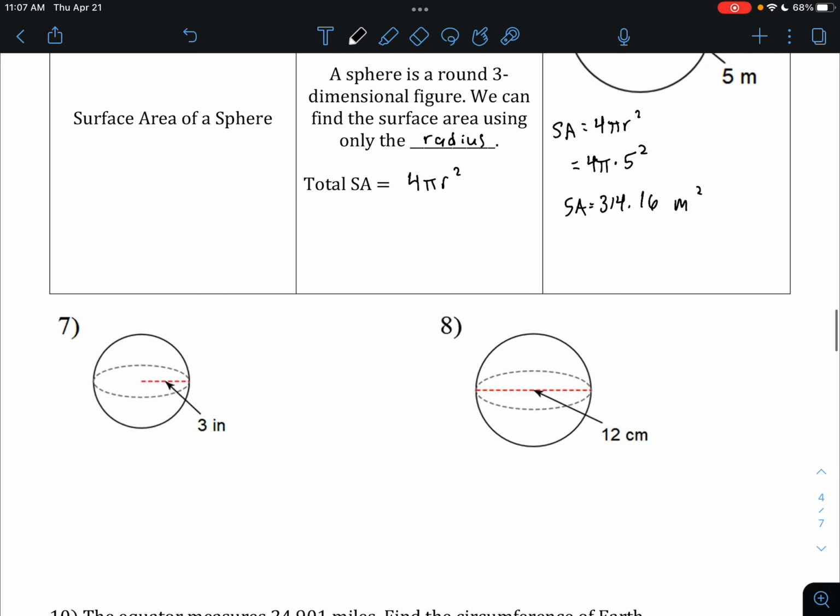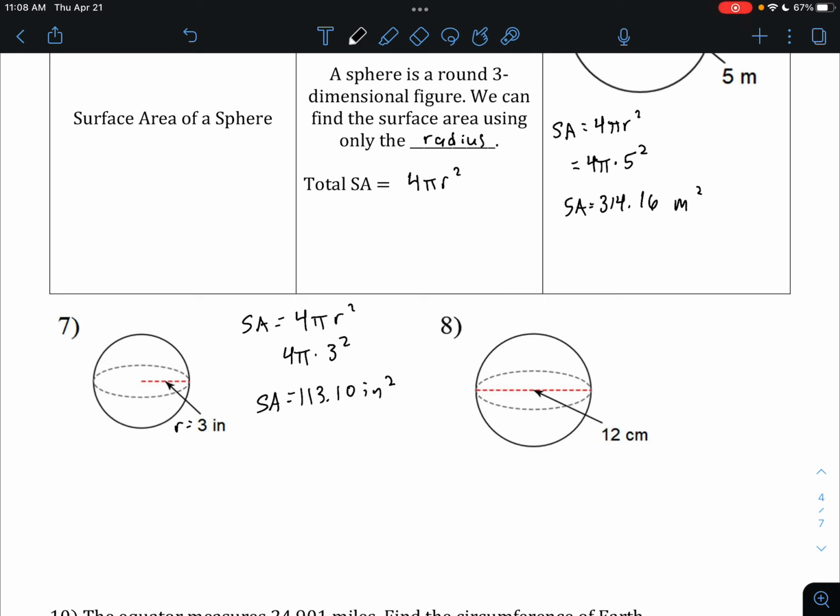So go ahead and try 7 on your own, and then we'll do 8 together. Pause the video, and I'll give you the answer when you unpause it. So we should have the surface area is about 4 pi radius squared. The radius is 3. Plug that in. 4 pi times 3 squared, which is about 113.10 inches squared.